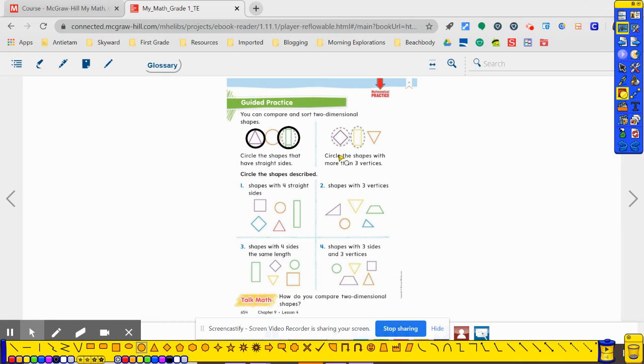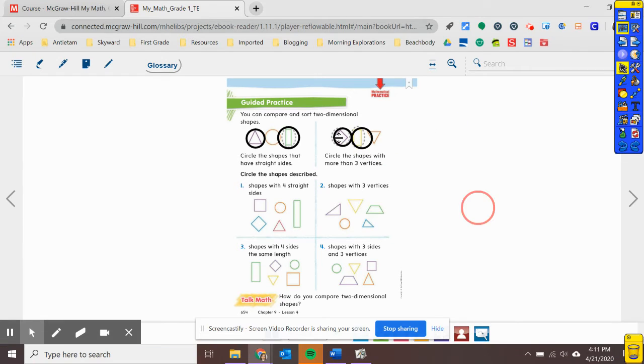All right, over here, it says circle the shapes with more than three vertices. More than three. Okay, let's look at this first one. This is a square set on its side. It has four vertices, so I can circle that one. The rectangle also has four vertices. I can circle that one. Let me move these over a little bit.